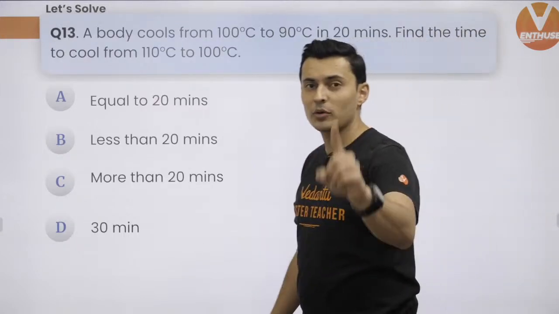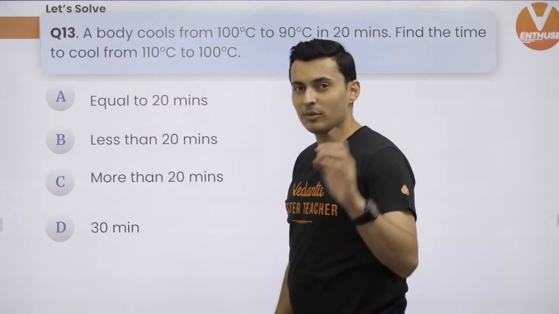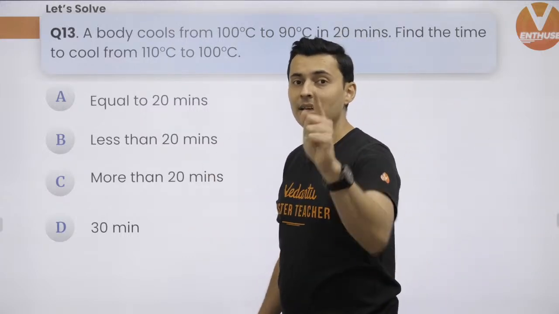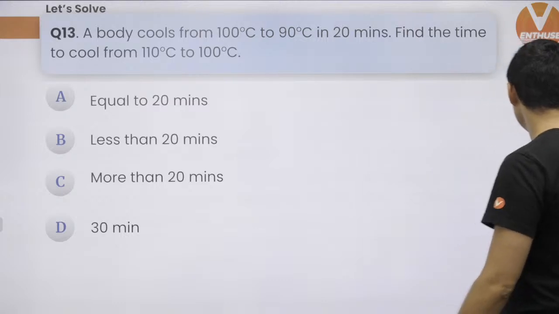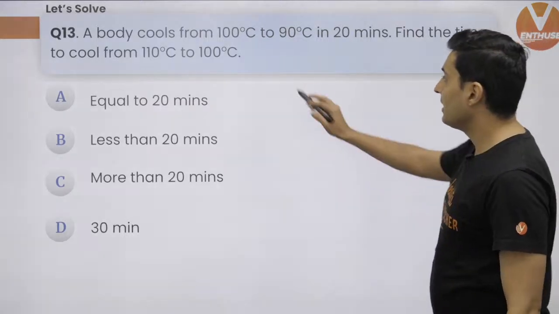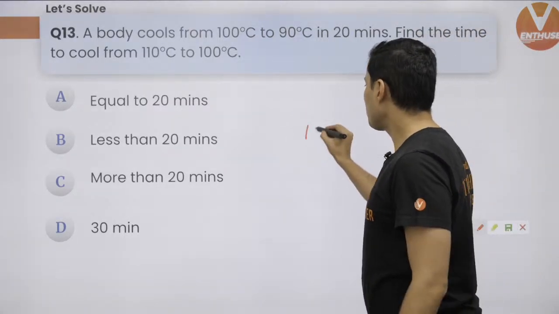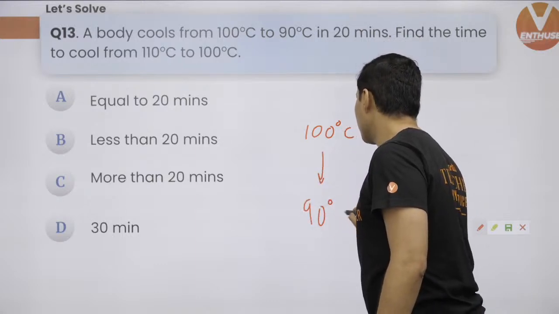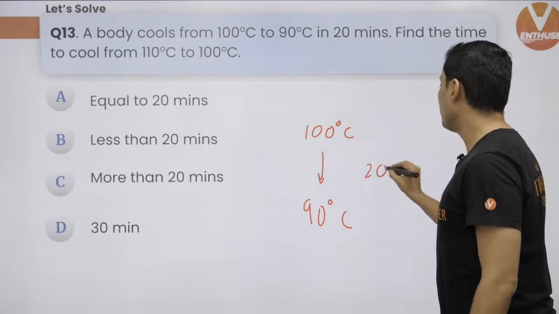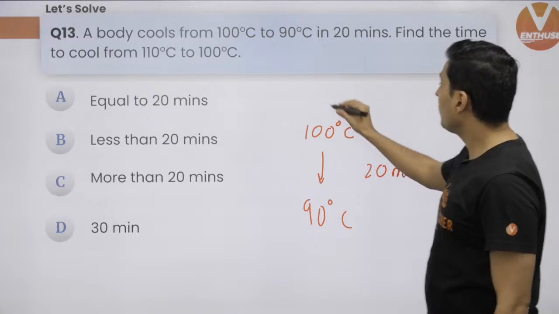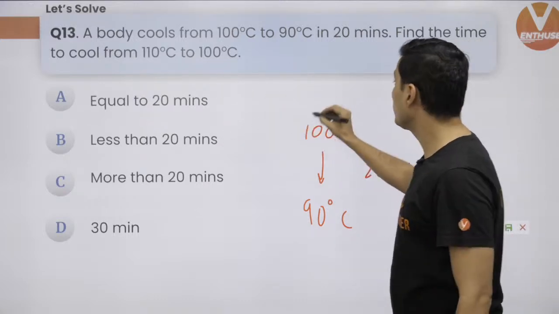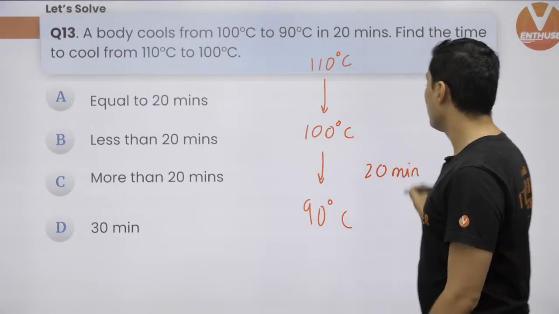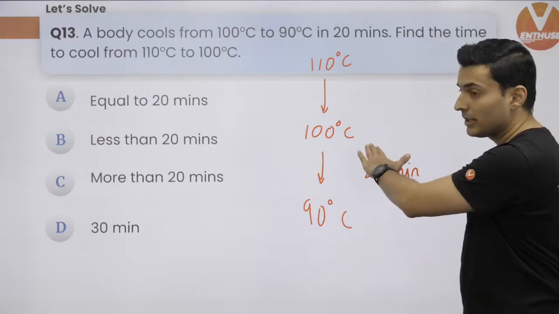Now this was supposed to be done using elimination. This was one of the tricks which I told you in my short video on how to guess correctly in MCQs. All you need to do is see: a body cools from 100 degrees Celsius to 90 degrees Celsius in a time of 20 minutes. Now the question is from 110 degrees Celsius to 100 degrees Celsius.